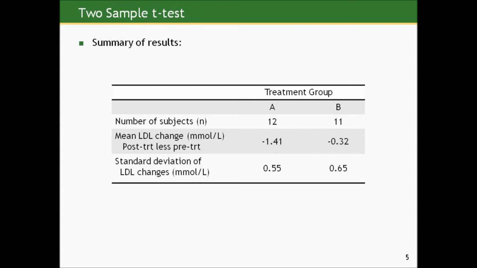And here's a summary of the results. In treatment group A, there were 12 subjects. On average, the 12-week change in cholesterol level, post-treatment less pre-treatment, was negative 1.4 millimoles per liter. And in the treatment B group, that change on average was negative 0.32 millimoles per liter. So on average, both samples lowered their cholesterol level, but the decrease was greater in sample A. And then we have the standard deviations there for both groups.